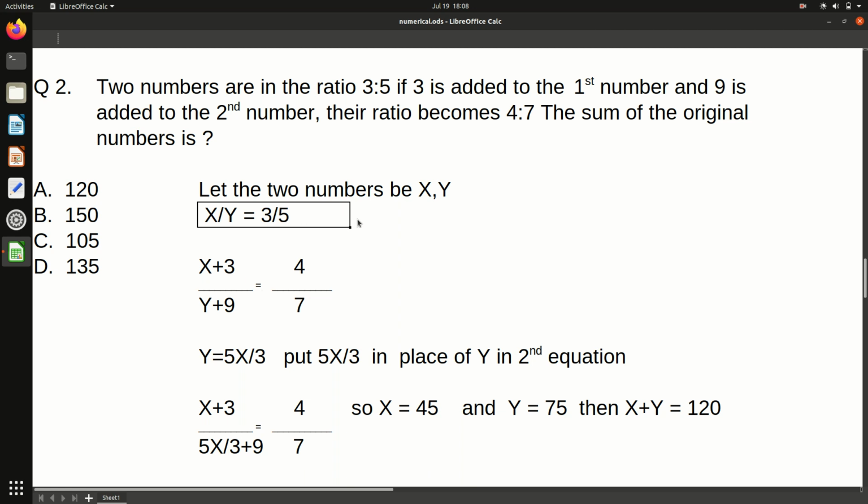So now we got two equations. This is the first equation, this is the second equation. Now we have to find the sum of the original numbers. So the original numbers are x and y, so we have to find x plus y.